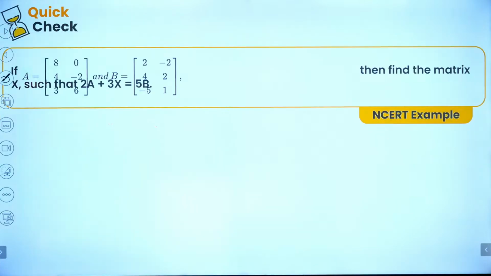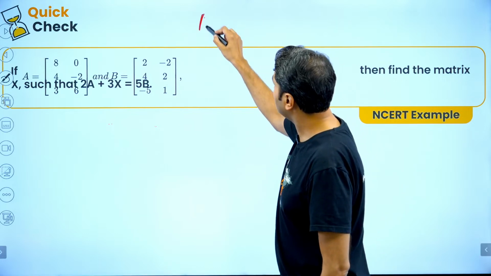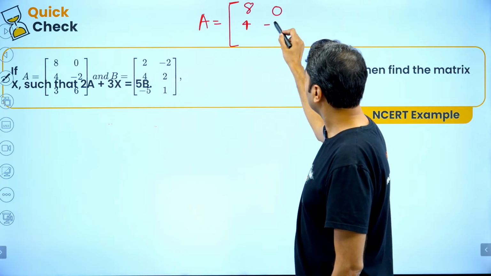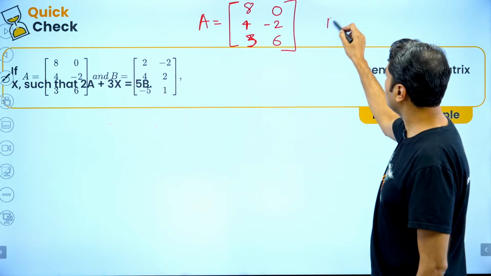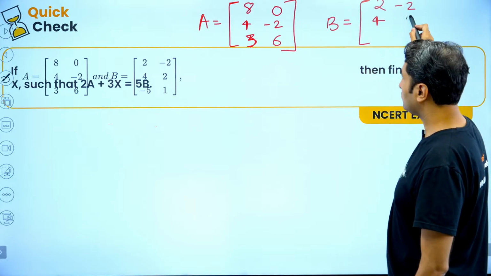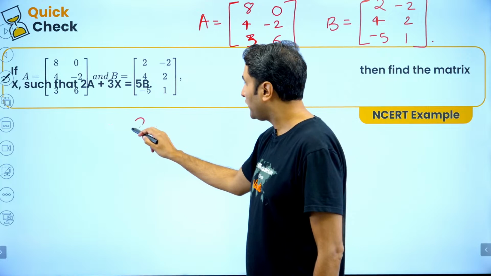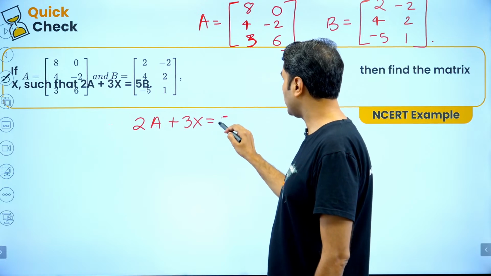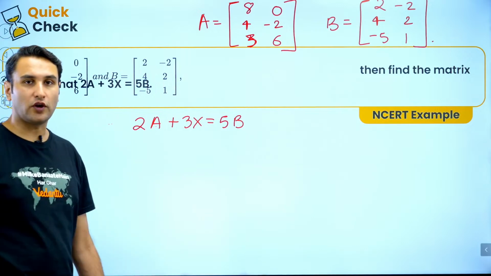Alright, now let's look at an example. Something happened to my slide, but I'll write the matrices here. A is 8, 0, 4, minus 2, 3, 6, and B is given to be 2, minus 2, 4, 2, minus 5, 1. Okay. Question is, can you find out x when it is given 2A plus 3X is equal to 5B? This is your NCERT example. Question is to find out x. Can you find out x?